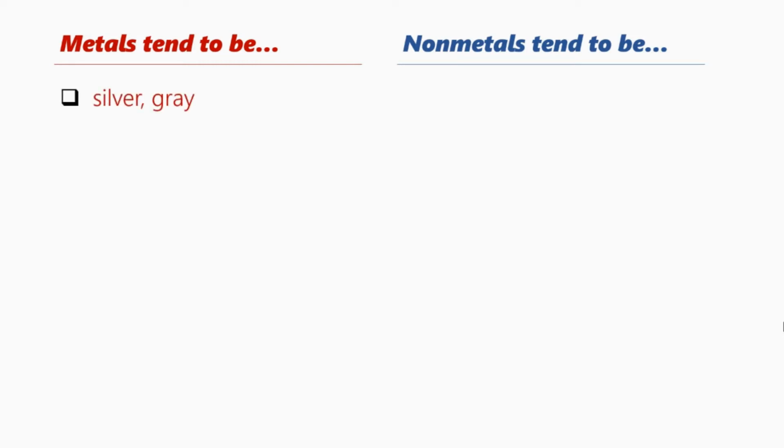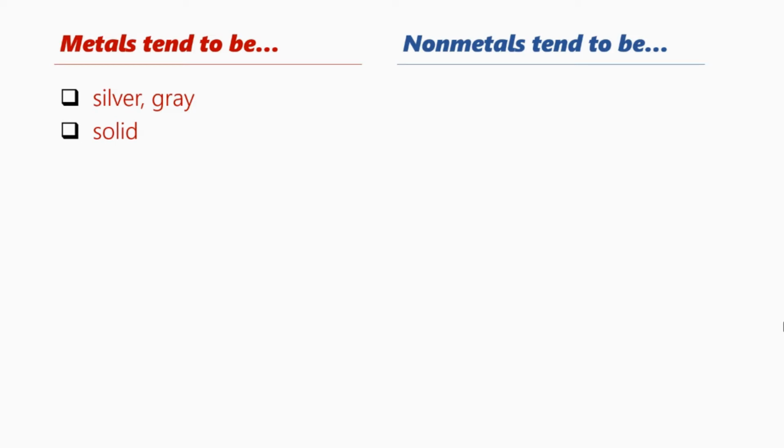For example, metals tend to be kind of a silver or a gray color. So if you run into an element that has a silvery gray color, it might be a metal. Now that alone is not enough to be able to figure out what the element is, whether it's a metal or a nonmetal, but it's one box you can check off that kind of leans on the side of metals.